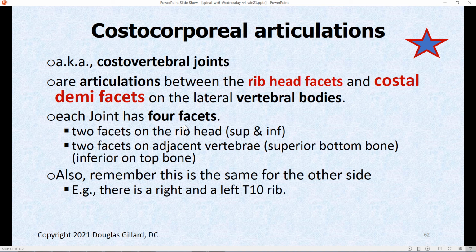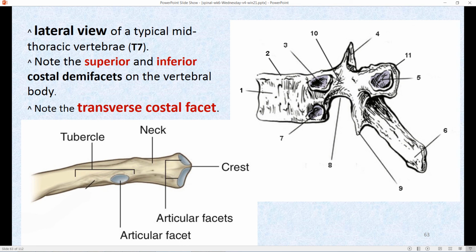And this articulation is between the rib head facets and the superior and inferior costal demifacets, which live on the vertebral body, right? So technically each costocorporeal articulation, 4 sets of facets are matching up. So we have 2 facets on the rib head, superior and inferior, and then 2 facets on adjacent vertebrae. There's a superior one on the bottom and an inferior on the top. And remember, this is going on there's a right and left. This is going on the other side as well.